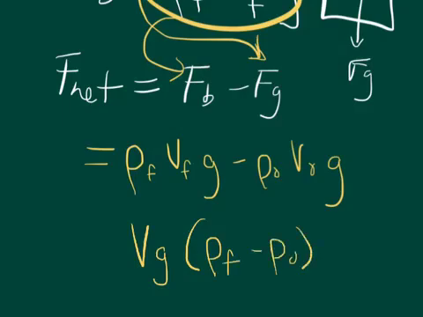This last line I just wrote only works if the object is submerged, because when it's submerged, the Vf and the Vo are the same. So you can drop these subscripts here, cross them off, and then you can factor out V and you can factor out g. This only works when an object is submerged.